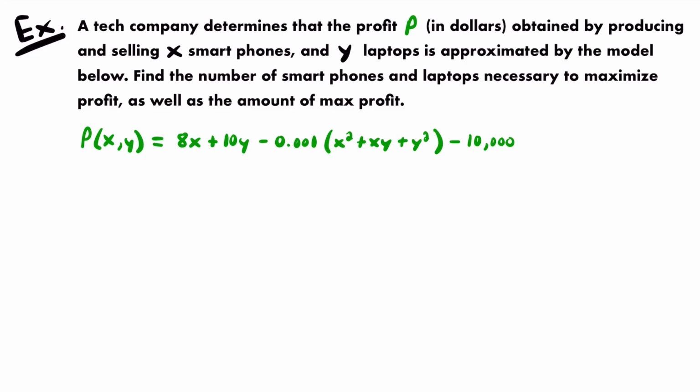Okay, so we don't have to worry about solving for a variable in a constraint equation and then plugging it into this one. We already have the function that we need. So to find the maximum profit, as well as the number of smartphones and laptops that create that maximum profit, we just need to solve for critical points on this function. And so let's find the first partial derivatives of this function.